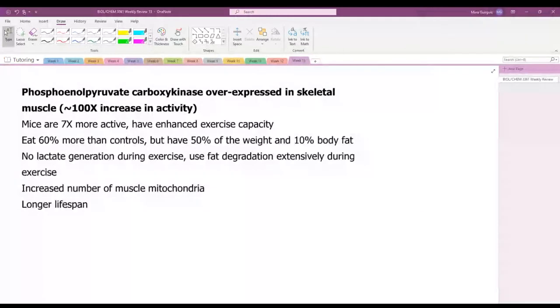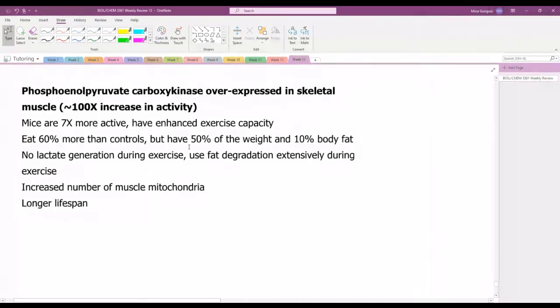I completely understand. So PEP carboxykinase. This is one of the gluconeogenesis intermediates, and specifically, this is the one that converts oxaloacetate into PEP. Okay, so it is overexpressed in skeletal muscle. So let's think about why. So mice, their PEP carboxykinase is 7 times more active, and they have enhanced exercise capacity. So, in other words, mice are able to, rather than go through lactate generation, use fat degradation extensively, and they have a lot more mitochondria and a longer lifespan because of that.